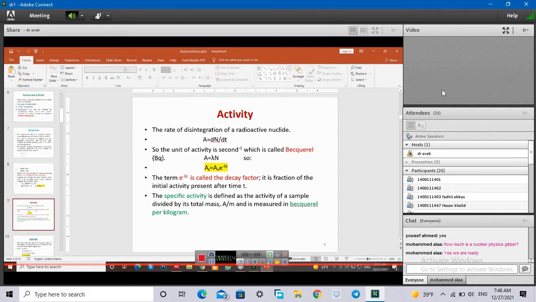Okay, the other concept that I want to teach you is about the activity. Activity is the rate of disintegration of radioactive nuclei. And it equals lambda multiplied by N, or at each time we can say that activity at each time equals activity at time 0 multiplied by exponential of minus lambda t.